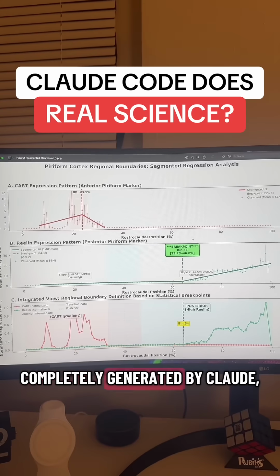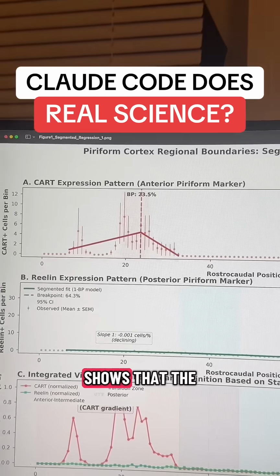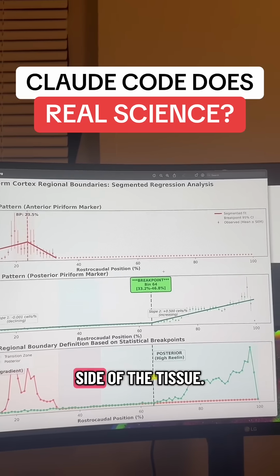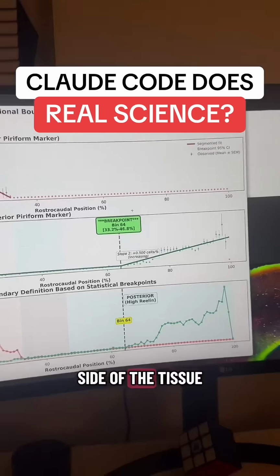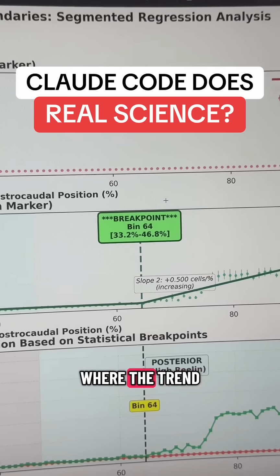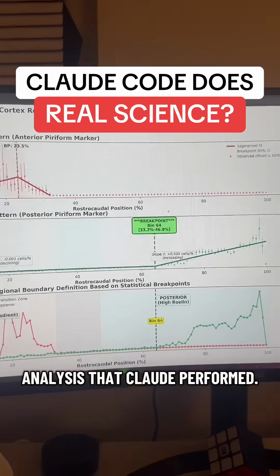These plots were completely generated by Claude, of course with my instruction, and as you can see, the top plot clearly shows that the protein labeled in red is expressed more at the left side of the tissue than the right side of the tissue, and the protein labeled in green is expressed more on the right side of the tissue than the left side of the tissue. You can also see a clearly labeled breakpoint where the trend in the protein expression changes, and that results from the statistical analysis that Claude performed.